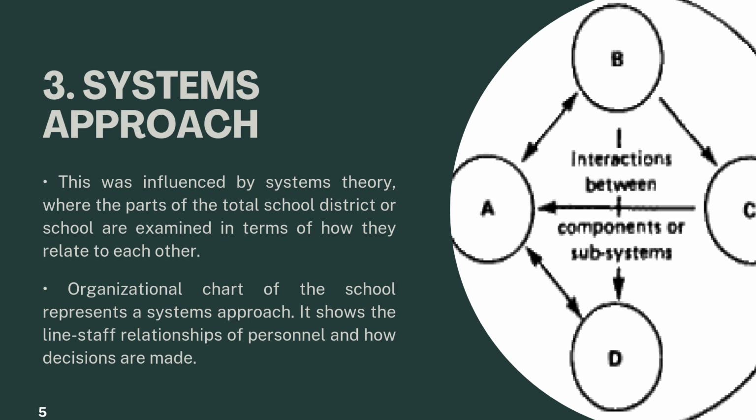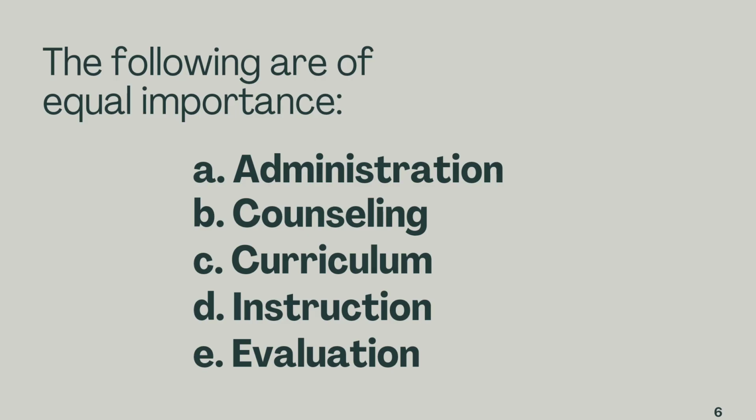lesson plans. The organizational chart of the school represents a systems approach. It shows the line staff relationships of personnel and how decisions are made. It gives equal importance to all levels such as the administration, counseling, curriculum, instruction, and evaluation.